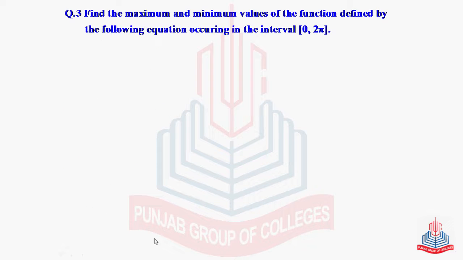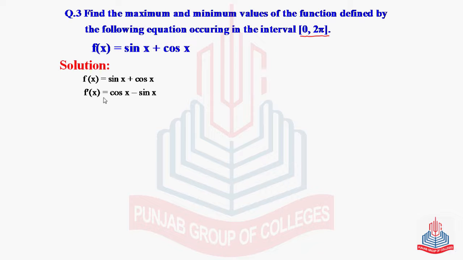Question number 3. Find the maximum and minimum values of the function defined by the following equation occurring in the interval 0 to 2 pi. So we have a defined domain or interval, which is 0 to 2 pi. The function is sin x plus cos x. Solution: f of x is equal to sin x plus cos x.